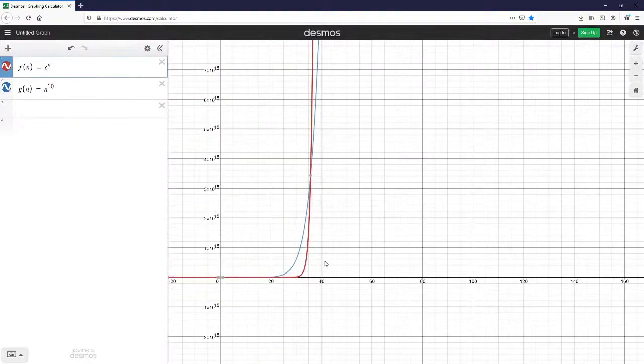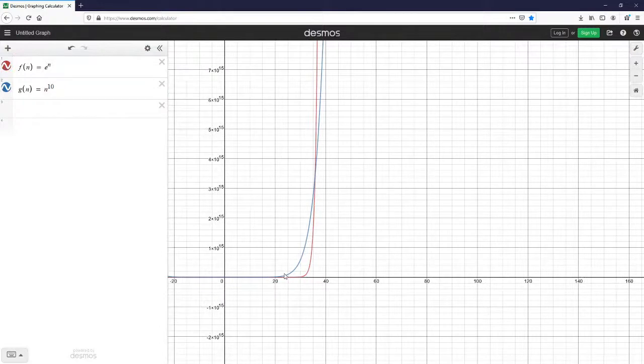So, here's e to the n. And here is n to the 10th. And you see that n to the 10th is winning. N to the 10th is winning until n is equal to 36, when both of the functions are approximately 3.4 times 10 to the 15th power.